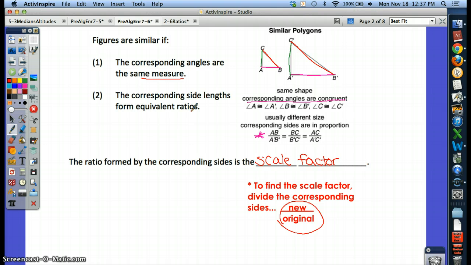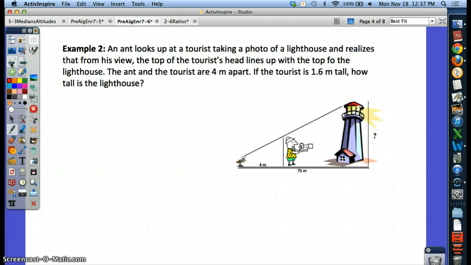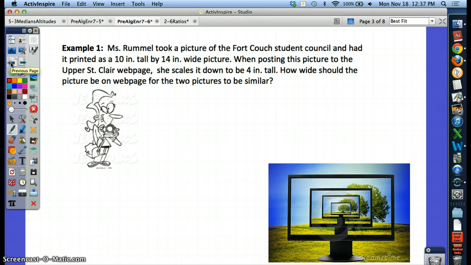So let's use this to solve for missing lengths. Miss Rummel took a picture of the Fort Couch Student Council and had it printed as a 10-inch tall by 14-inch wide picture. When posting this picture to the Upper St. Clair webpage, she scaled it down to be 4 inches tall. How wide should the picture be on the webpage for the two pictures to be similar?